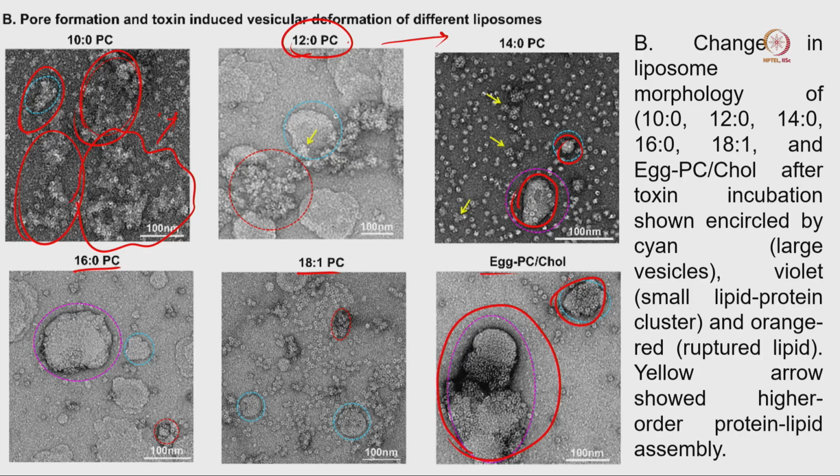When the lipid chain length is smaller, there is a tendency of rupture of the lipid and forming a lipid protein aggregation. So from this particular study we can see that lipid protein aggregation is happening when there is a shorter chain length of the lipid or when the lipid is not packed properly.